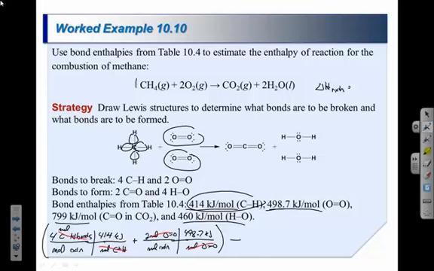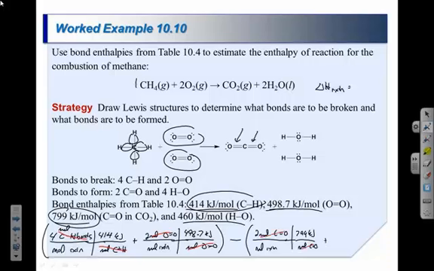Then I'm going to release energy. I'm going to release the sum of all the energies associated with the bonds on the product side. So I've got to form 2 CO2 bonds. So 2 moles of CO per mole of reaction. And those are 799. 799 kilojoules per mole of CO double bond.